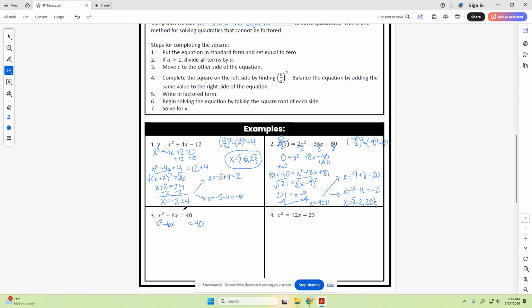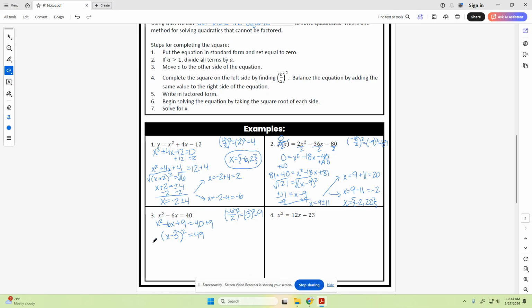So step 4 is complete the square. So we're going to take that b value, we're going to divide it by 2, and then we're going to square it. So negative 6 divided by 2 is negative 3, and negative 3 squared is positive 9. So I'm going to be adding 9 to both sides. So this is now a perfect square trinomial. I can factor it into x minus 3 times x minus 3, which is x minus 3 squared. And 40 plus 9 is 49.